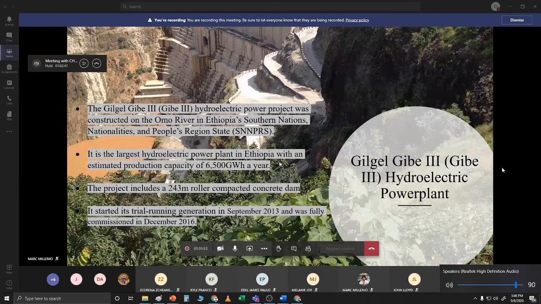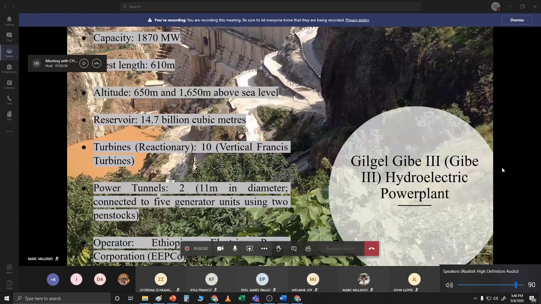Next. Ito po ay dapat po second dun sa na-misplace ko lang po. So, may capacity po siya na 1,870 megawatts. Tapos yung sa location, Ethiopia pa rin ba yan? Opo, Gilgel-Gibe pa rin. Gilgel-Gibe 3. Tapos yung crest length niya po, may 610 meters. So, yung height niya po ay 650 meters at 1,650 MASL po.